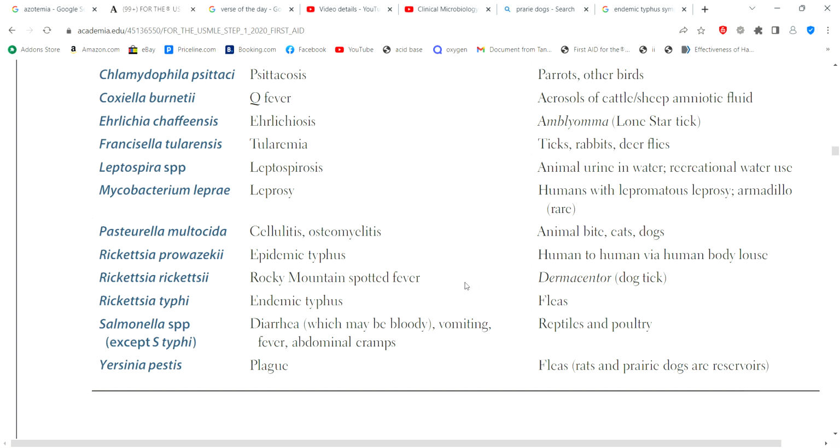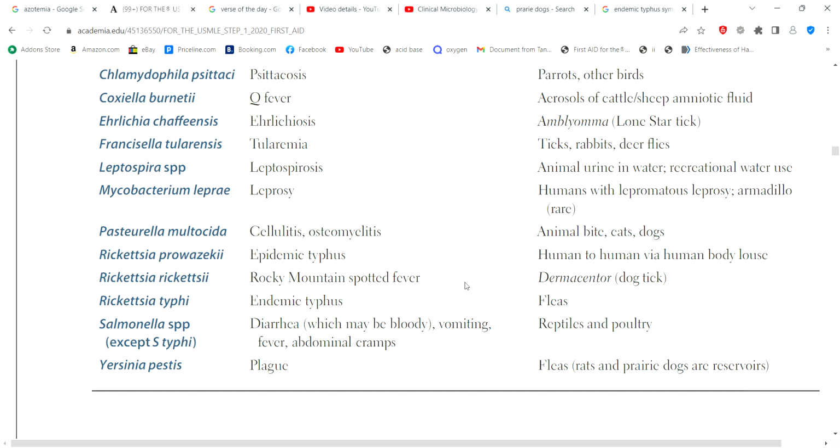Brucella. I keep forgetting what Brucella is. Rising and falling fevers from unpasteurized milk. Okay, fine. Next. Tularemia is rabbit fever. Leptospira you get from animal urine in the water, so think of surfers in Hawaii.